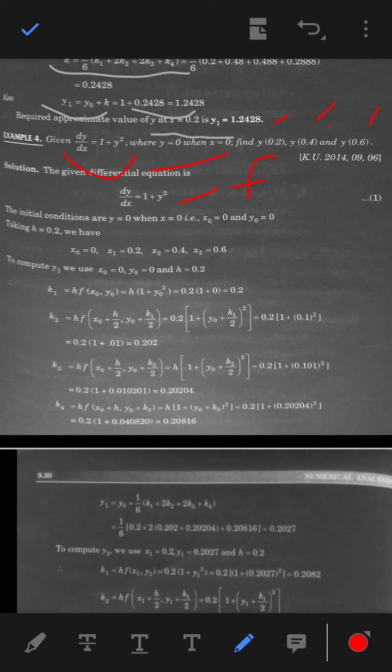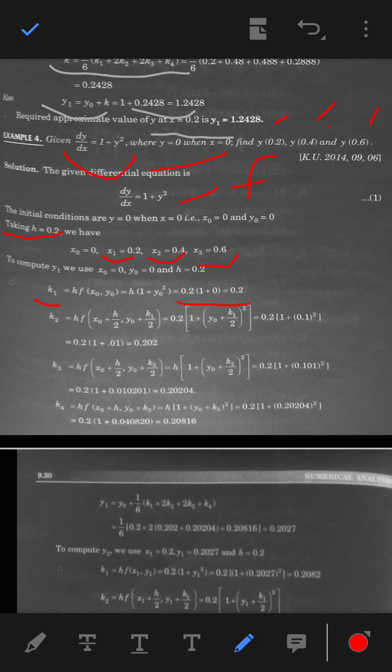Okay. Now we take the value of h as 0.2. Now we have started from 0. So the next value corresponding to x will be x naught plus h, and that comes out to be x1. So our x1 will be 0.2, x2 will be 0.4 and x3 will be 0.6, because we have considered h as 0.2. So first we will find the value of the function at 0.2. For this we first find the value of k1, and k1 will be equal to h into f of x naught, y naught, and this comes out to be 0.2.